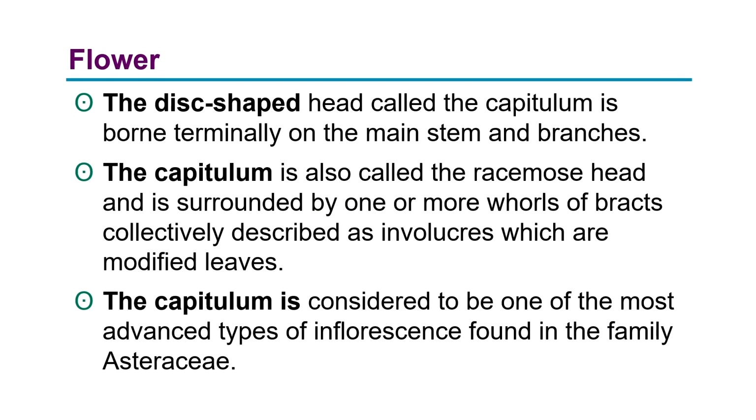Now we see the flower, the disc-shaped head called the capitulum. The capitulum is borne terminally on the main stem and branches. The capitulum is also a racemose head and is surrounded by one or more whorls of bracts, collectively described as involucre, which are modified leaves. The capitulum is considered to be one of the most advanced types of inflorescence found in the family Asteraceae.